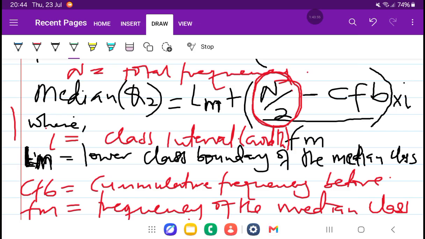So it depends on what the examiner has asked. And we first determine that one. The reason why we first determine that one is because we want to get the median class. Now for this one, it will be for the lower quartile class, the lower class boundary of the quartile.